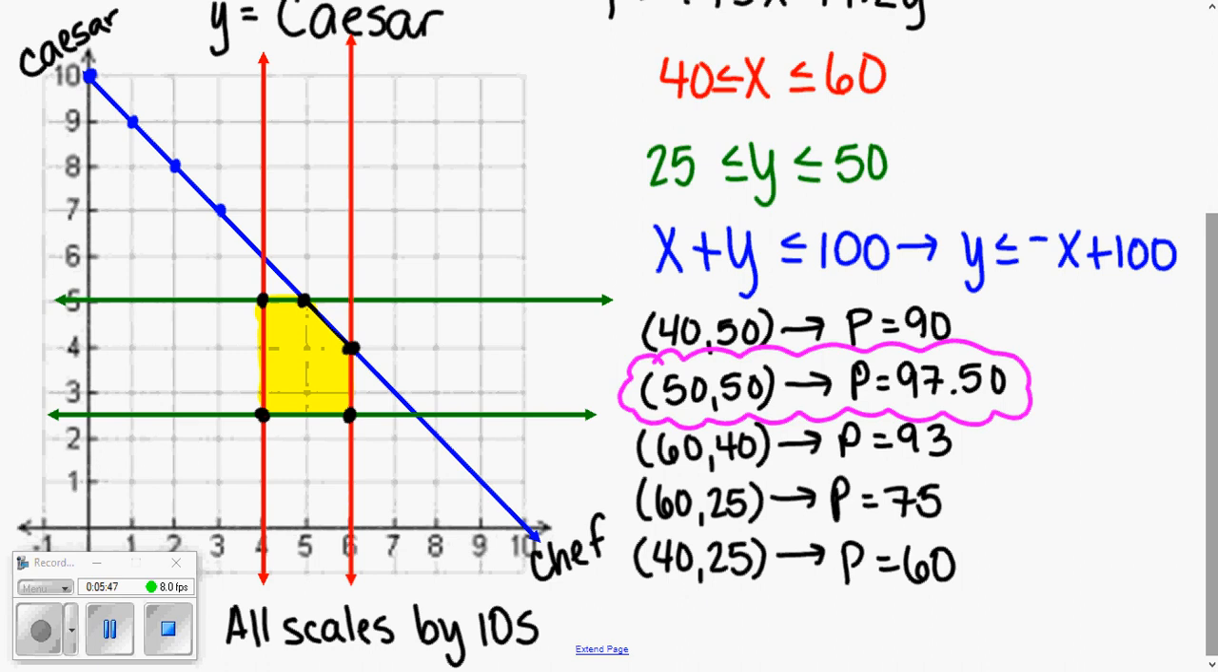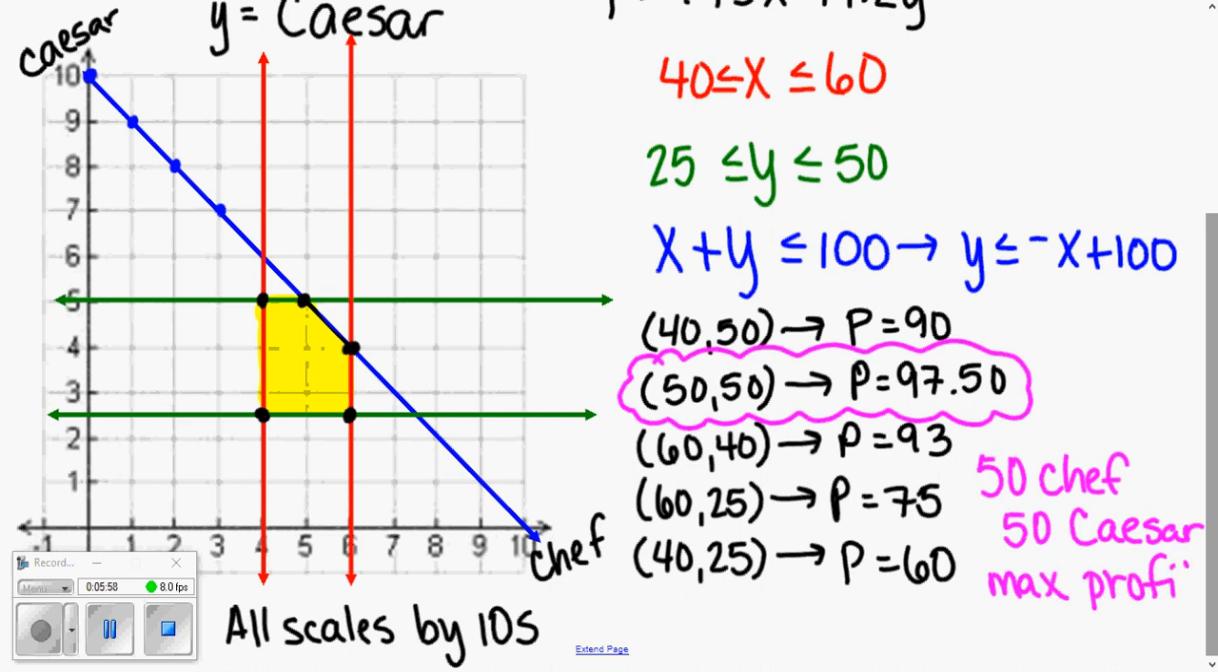So to write your answer, you're going to write 50 chef, 50 Caesar, max profit, and then give the value with dollars, of course. That's the label. That's it. I would say most of the linear word problems that you're going to see for linear programming are going to look more like this. A little bit easier to find in terms of profit.